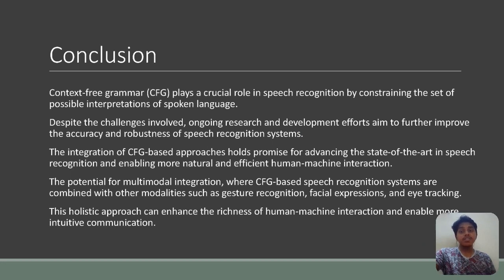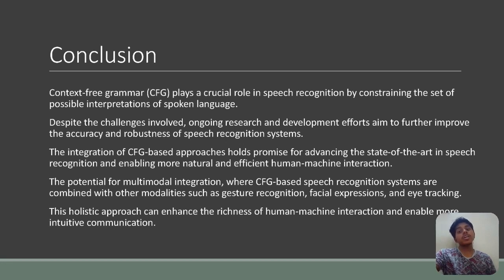Finally, CFG plays a crucial role in speech recognition by constraining the set of possible interpretations of spoken language. Ongoing research and development efforts aim to further improve the accuracy and robustness of speech recognition systems. The integration of CFG based approaches holds promise for advancing the state of the art in speech recognition and enabling more natural and efficient human machine interactions.